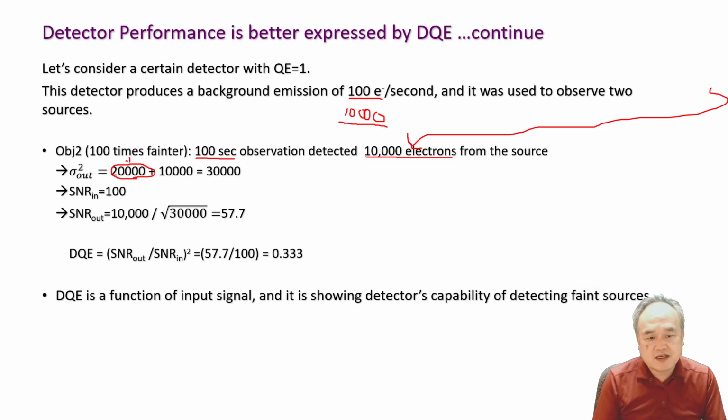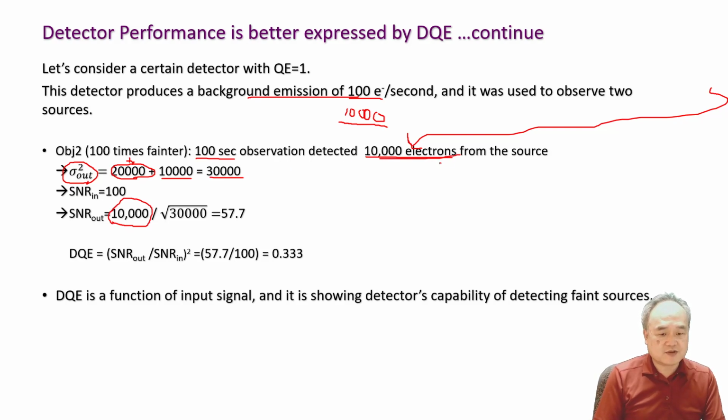So the first term is the Poissonian noise. The second term is the background noise, that's 10,000. So the total uncertainty to the square is 30,000. So the signal to noise ratio out at the detector is the detected signal, 10,000 electrons from the source, divided by the square root of 30,000. When you calculate this, the signal to noise ratio at the detector is 57.7.